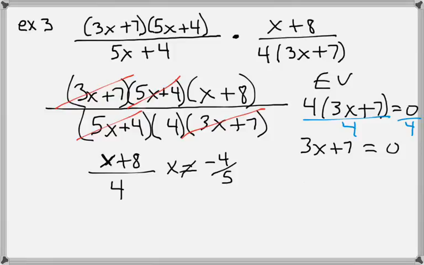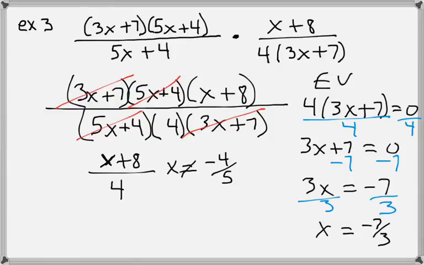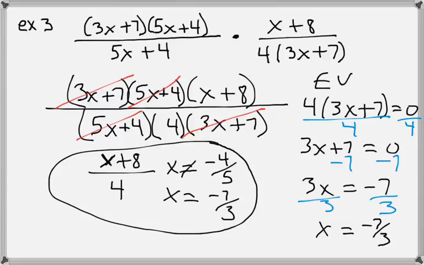Now I'm still trying to get x by itself, so I'm going to subtract 7 from both sides. That's going to leave me with a 3x is equal to negative 7. And I have to get x by itself, so now I'm going to divide both sides by 3. And I arrive at x is equal to negative 7/3. So that is my other excluded value. So I have my final answer of x plus 8 over 4 with my two excluded values, and that x cannot equal negative 4/5 and x cannot equal negative 7/3.